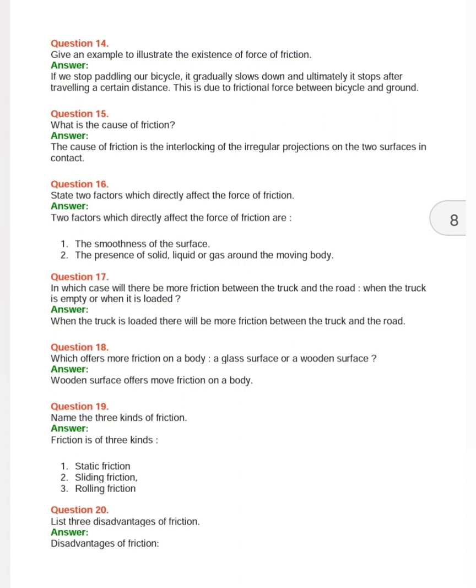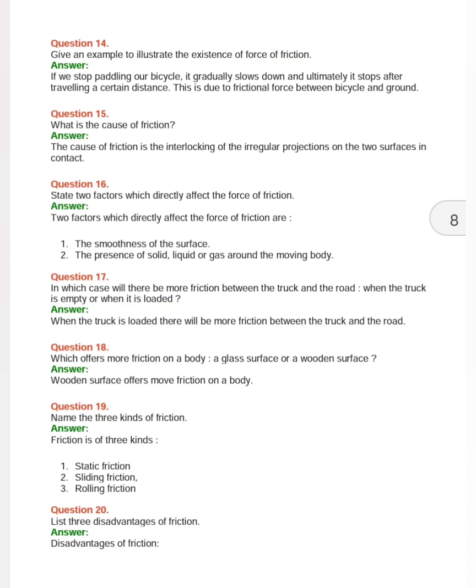Question 18. Which offers more friction on a body? A glass surface or a wooden surface? Answer. Wooden surface offers more friction on a body. Question 19. Name the three kinds of friction. Answer. Friction is of three kinds. 1. Static friction. 2. Sliding friction. 3. Rolling friction. Question 20. List three disadvantages of friction.